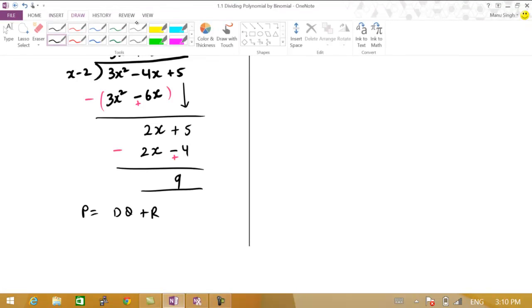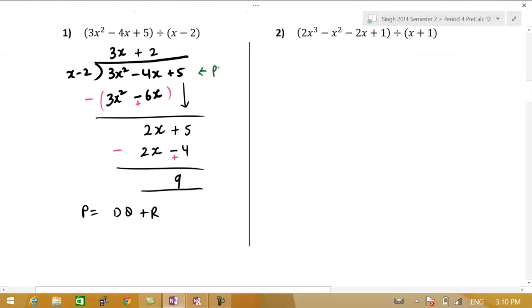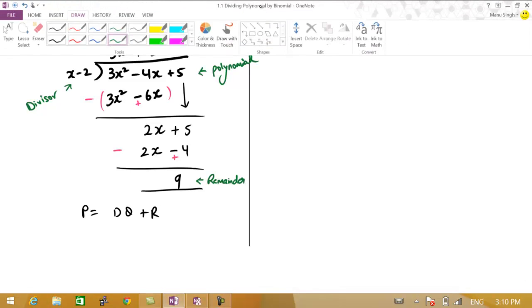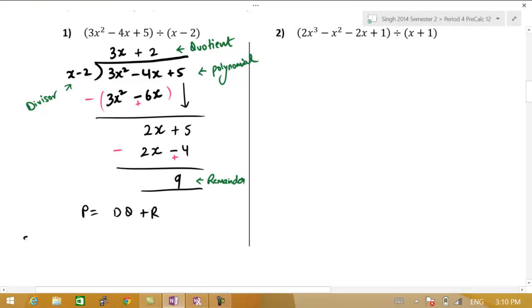So let's identify what each part is. Okay, this is the polynomial. This is the divisor. This is the quotient. And of course, this is the remainder. So when I write my division statement to finally present the answer here, I'm going to get 3x squared minus 4x plus a 5 is equal to x minus 2 times 3x plus 2 and then plus the 9, which is a remainder. I can also write it in another form.